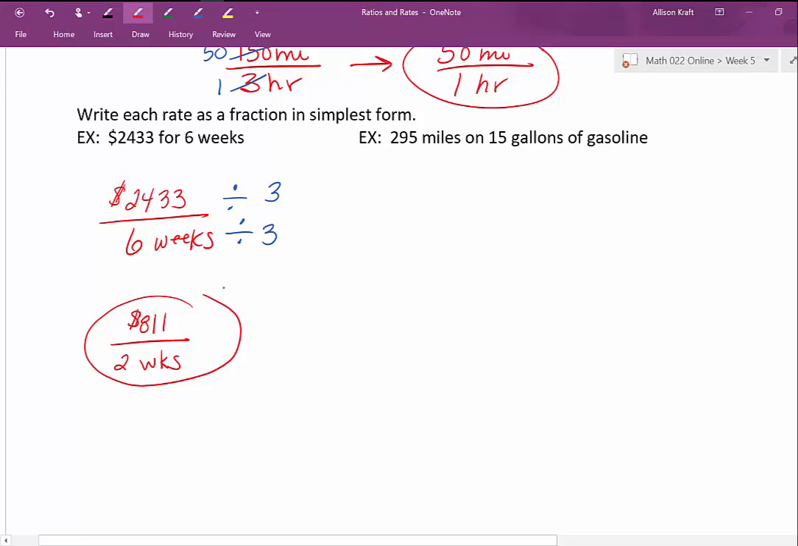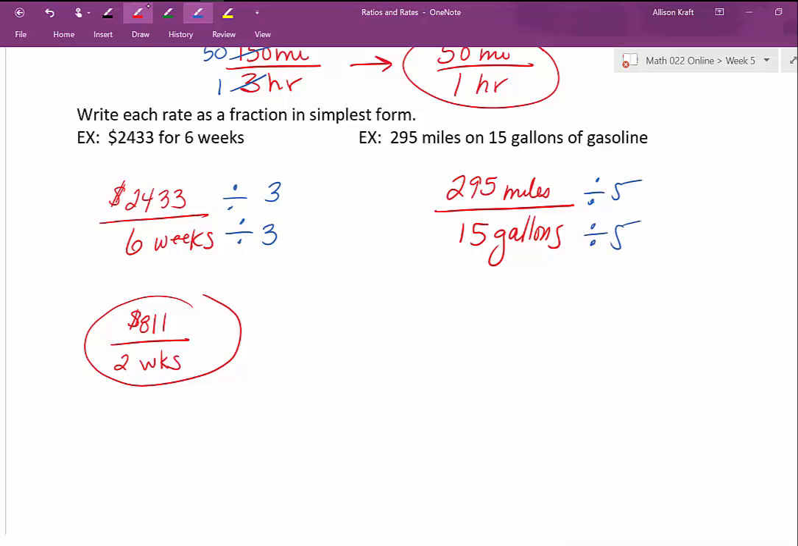In the last example, 295 miles on 15 gallons of gas. 295 miles go in the numerator, 15 gallons in the denominator. We can simplify the numerator and denominator by 5. Our simplified rate is 59 miles on 3 gallons of gas.